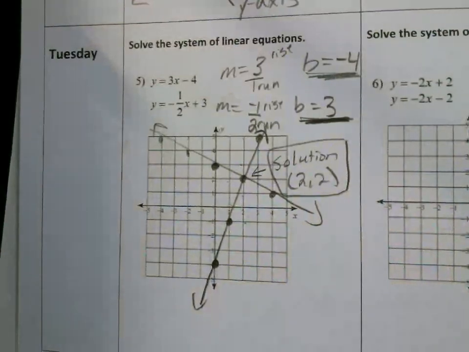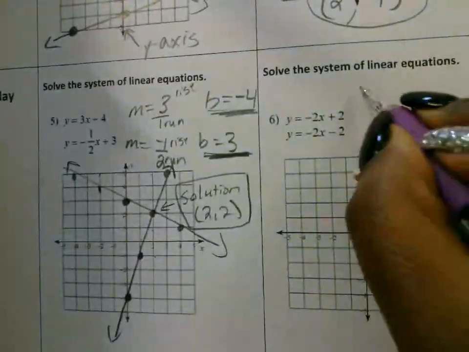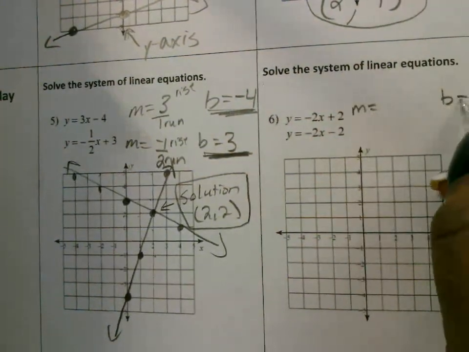It's the point where they cross. That point is on both lines. All right, let's graph the second one. Label your M and B. Label your M and B for both equations, please.